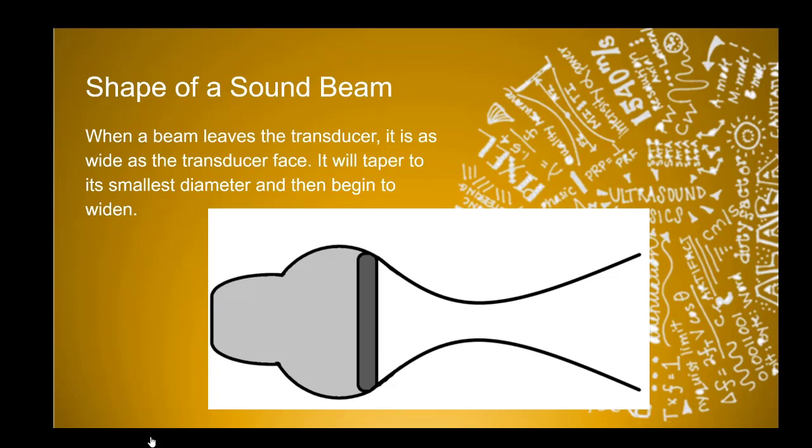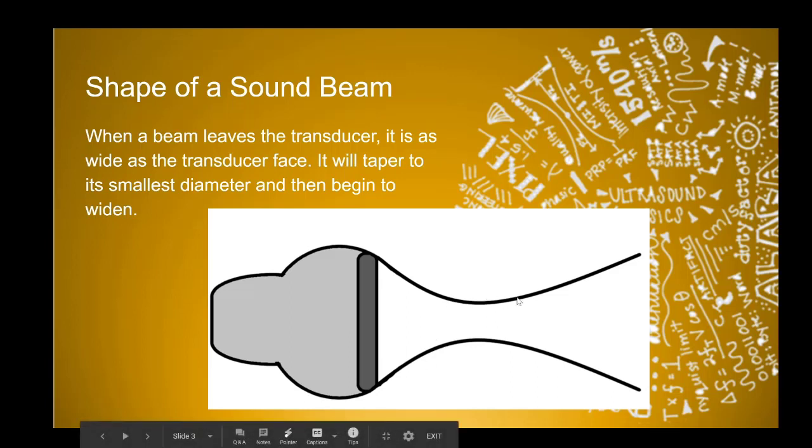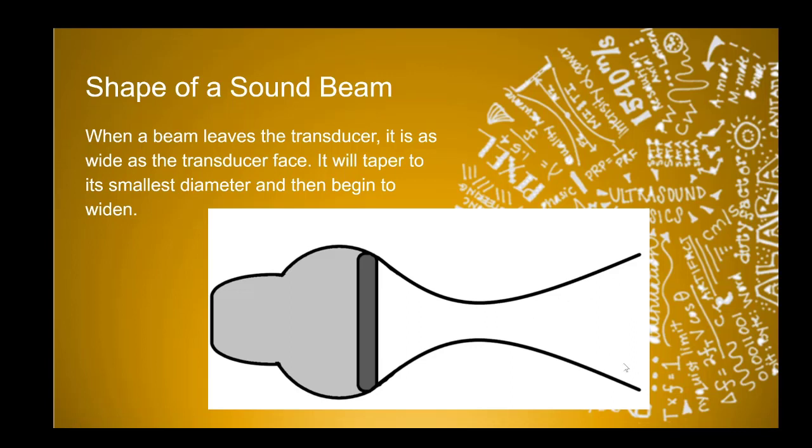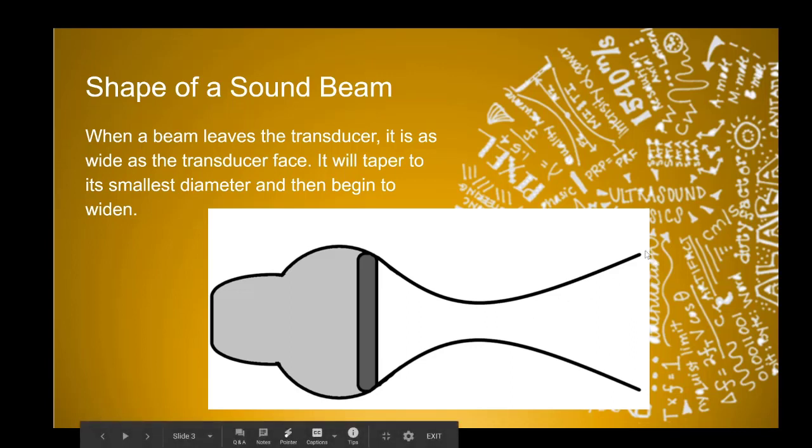When a sound beam leaves a transducer, the width of the beam is going to be the same as the transducer face. It can't be any bigger than the transducer. And what it's going to do then is taper a little bit towards the center. And once it tapers, it's going to again become wide and diverge into kind of oblivion. It just keeps diverging until it's relatively non-existent as far as sound beams go.